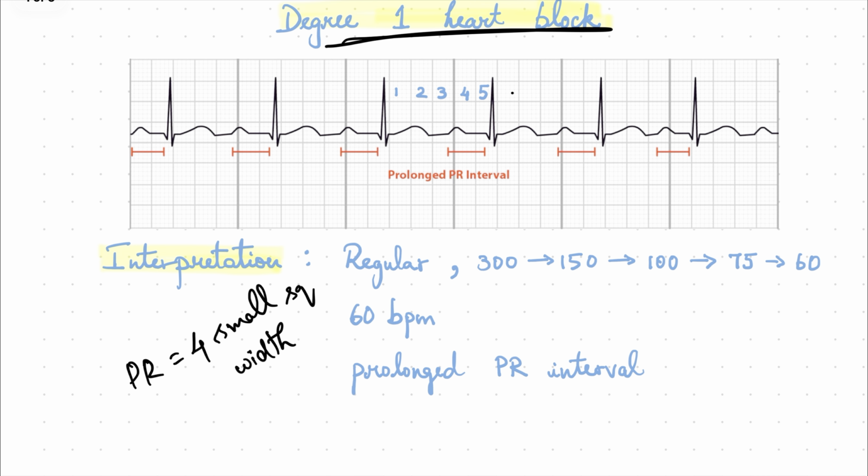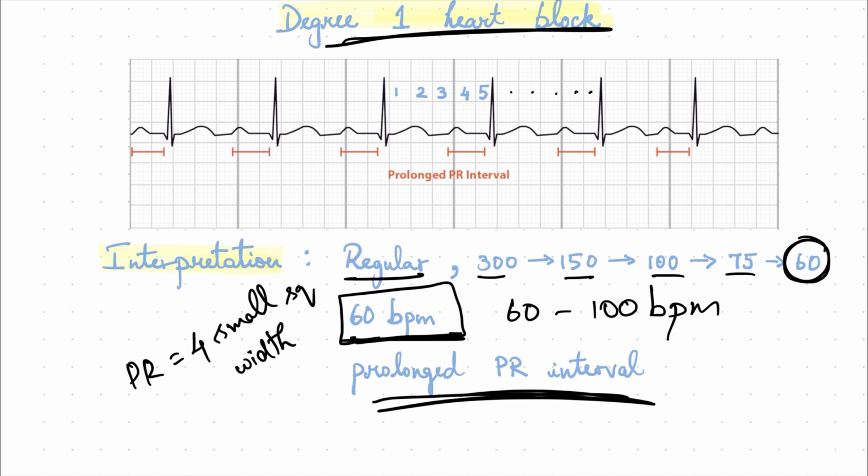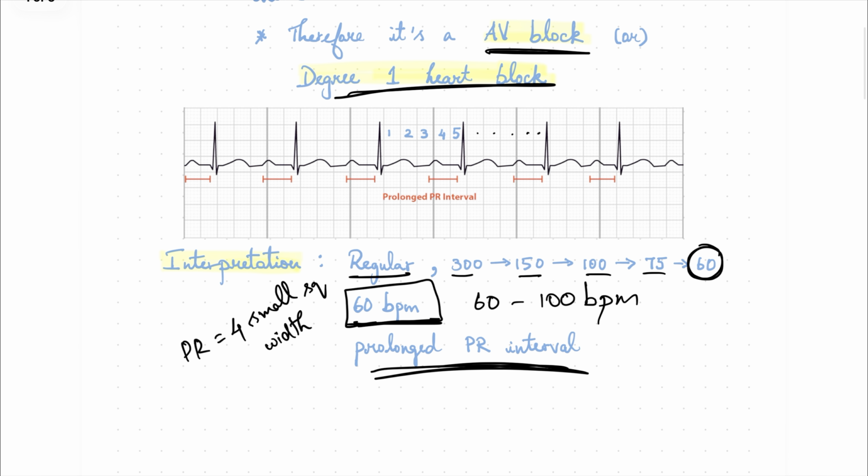Basically counting the boxes between them. So you have 5 boxes, which is 300, 150, hundreds, and finally 60. So 60 beats per minute. So this is a regular 60 beats per minute, which is normal, because the normal heart rate is 60 to 100 beats per minute, and a prolonged PR interval, and hence it is an AV block.